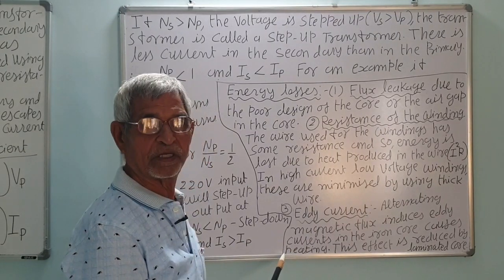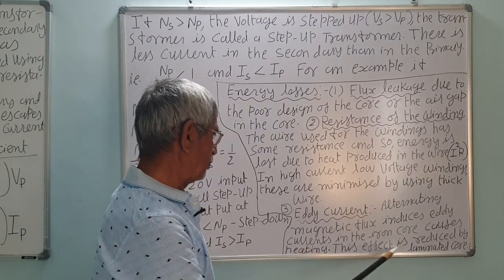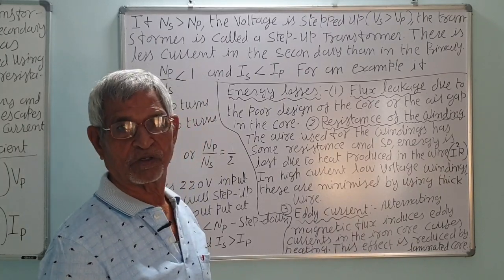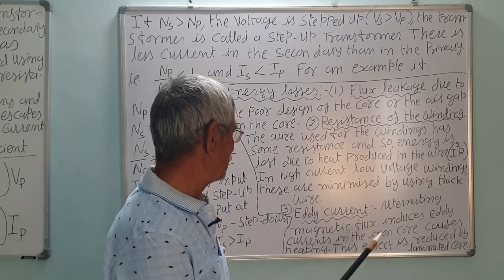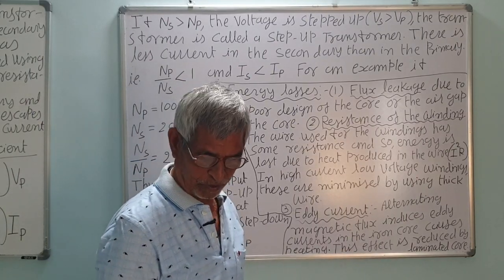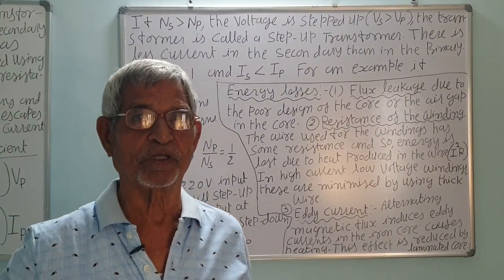The fourth one is the hysteresis loss. Correct? To minimize this hysteresis loss, use a material having less hysteresis loss. That is, the area of the hysteresis loop should be less for that. That is volume, not area.